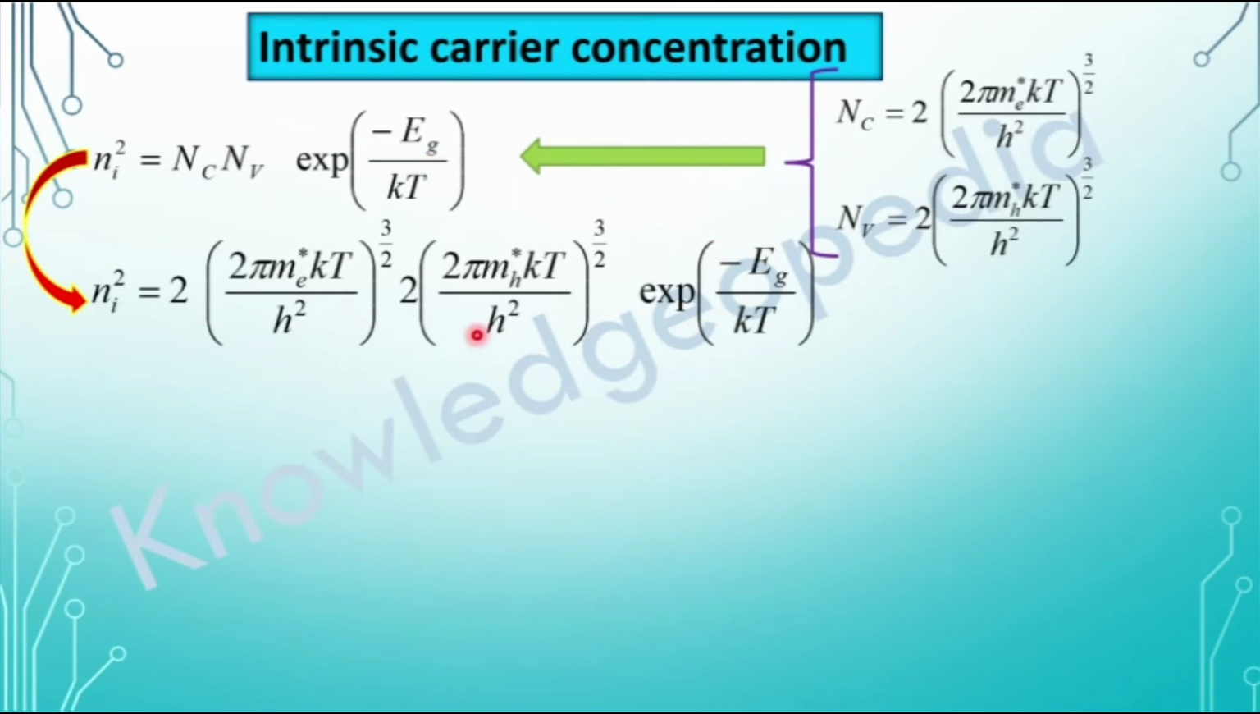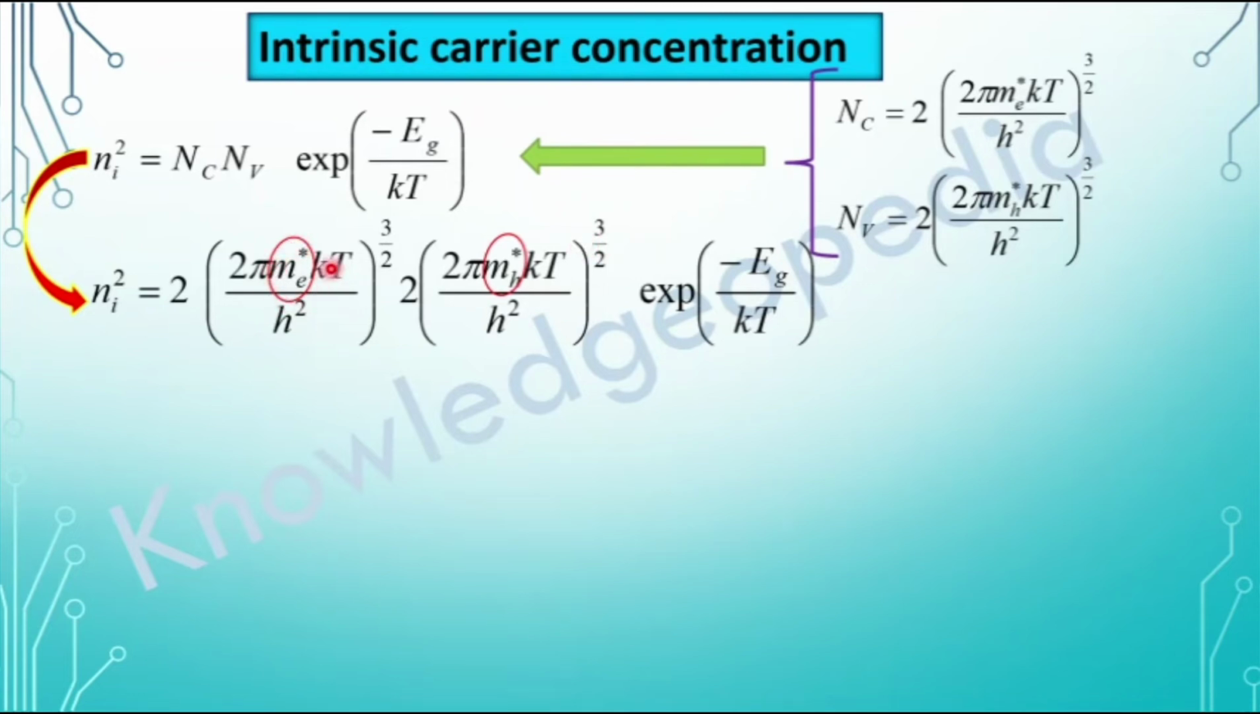Here in these two brackets, you can see this Me star and Mh star, these are the two terms which are differing, all rest are same. Here also 2 pi, here also 2 pi, kt, here also kt, h square is h square. So these two brackets, the difference lies only within this Me star and Mh star.